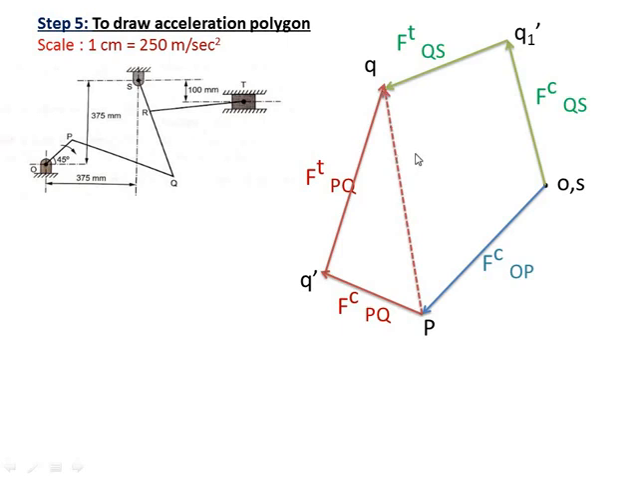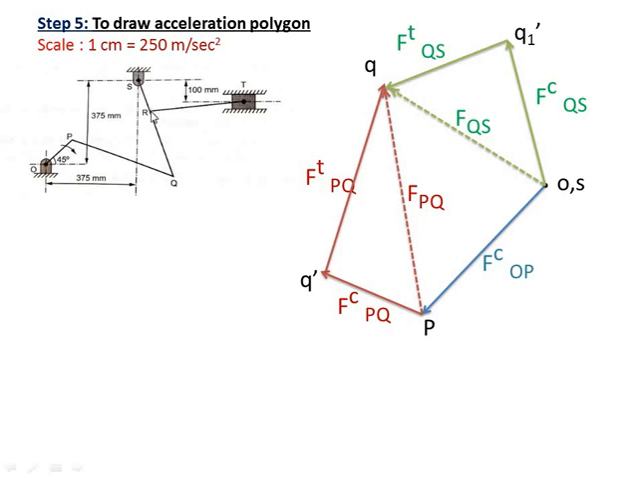And this is the total acceleration of PQ. See, centripetal of PQ, tangential of PQ and net resultant of PQ. Similarly, centripetal of QS, tangential of QS and resultant of QS. So one link is giving you 3 acceleration components: centripetal, tangential and net acceleration. So we have located the acceleration of OP, PQ and QS.